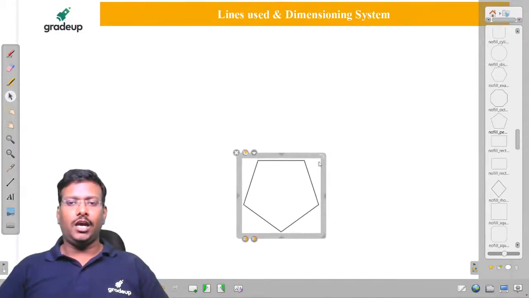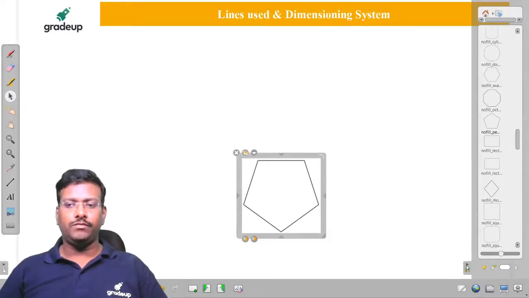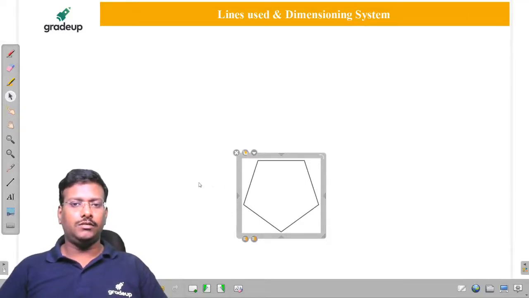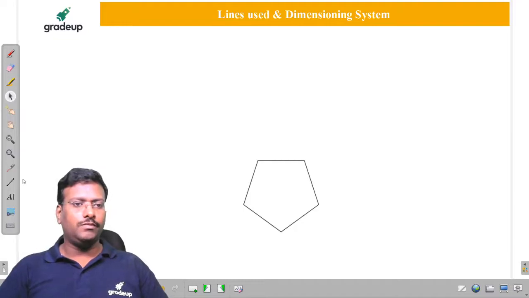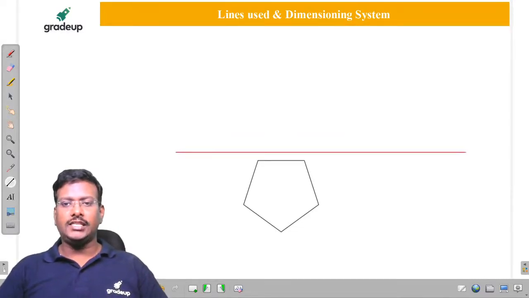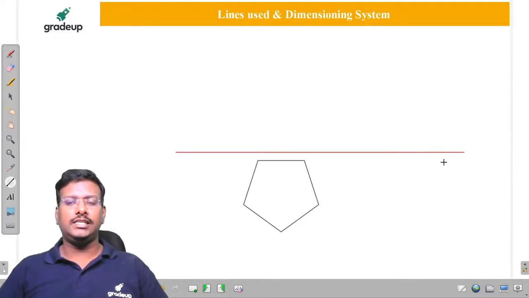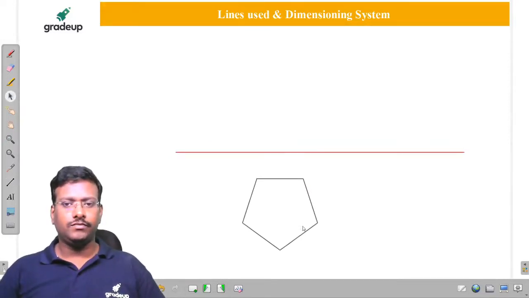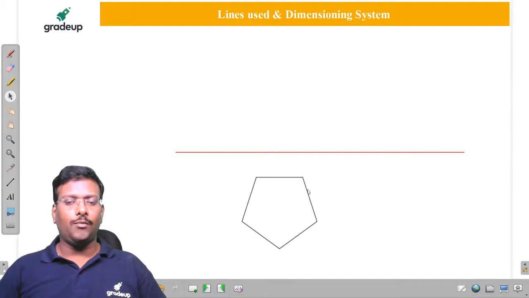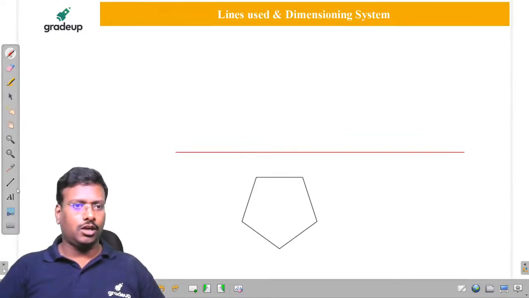It is a pentagonal object, you are already aware of it. And this is the top view of it. And we are going to draw the reference line as XY line. This is the top view. How can we get the front view, sir? By drawing the projectors. So here you have to observe carefully, my dear friends.